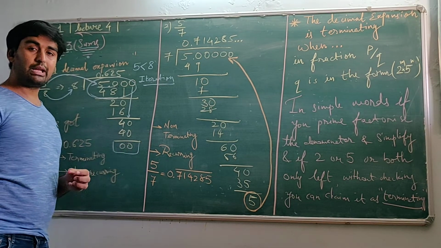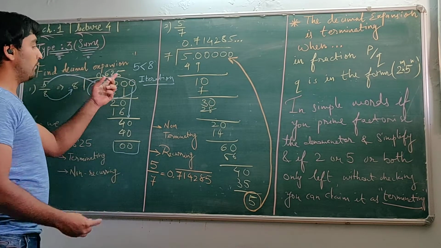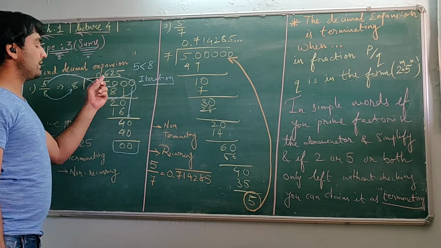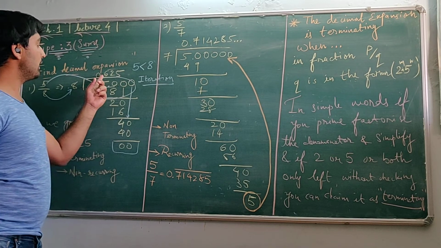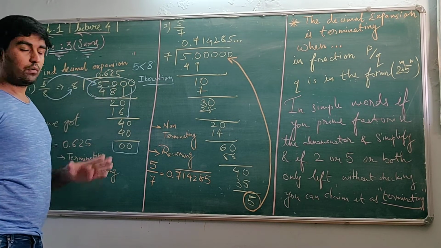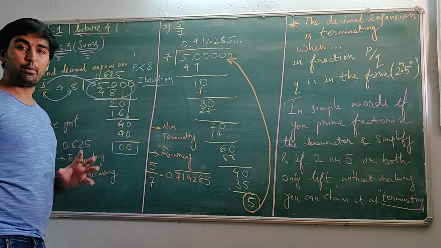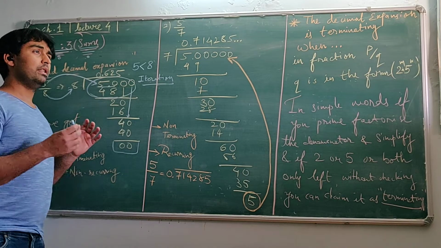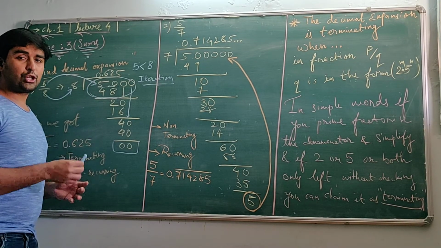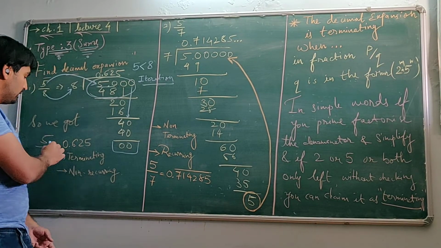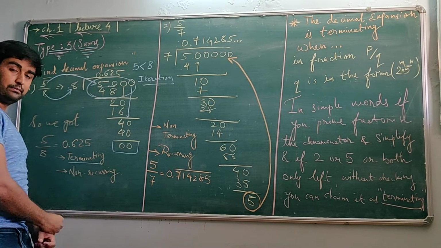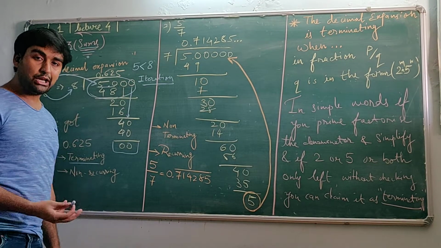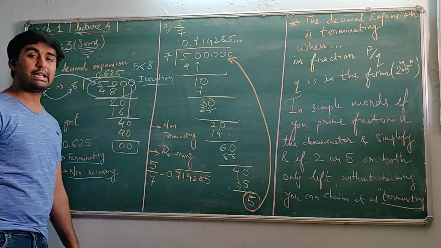So when we get 0 as the remainder, we will have a certain end point in the answer. We get 0.625. So 5 is the end point for this division. Now when we have an end point, such kind of numbers are always terminating, and because there is no repetition, it is non-recurring.